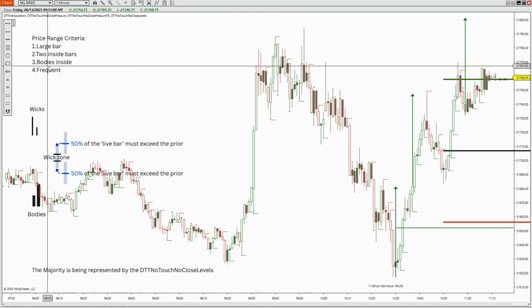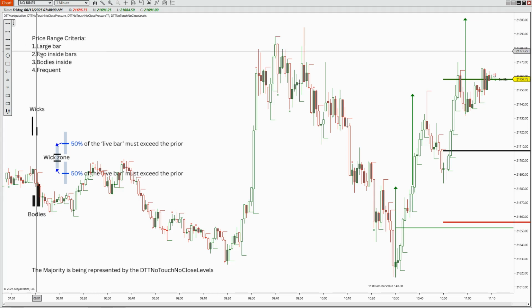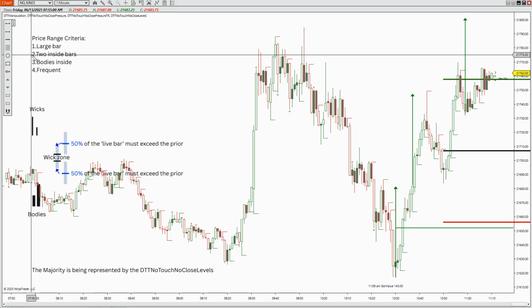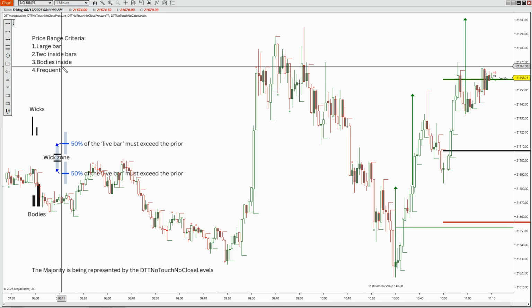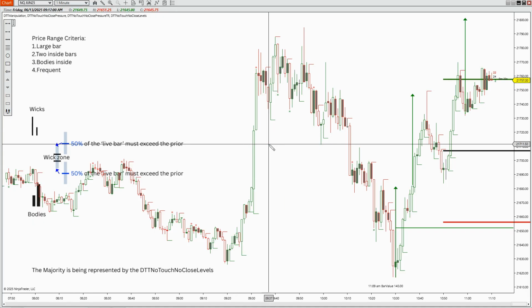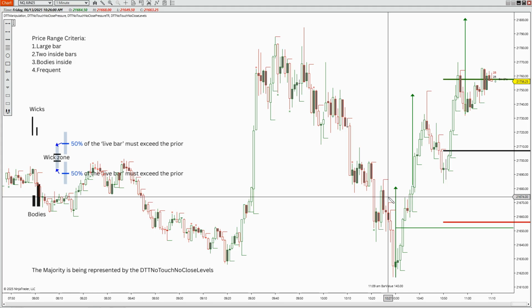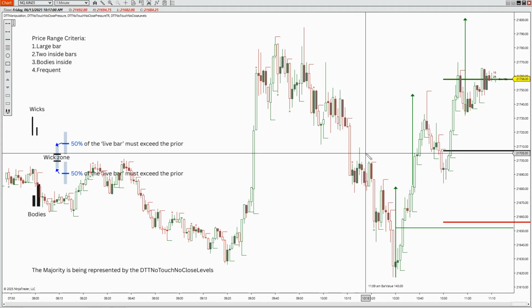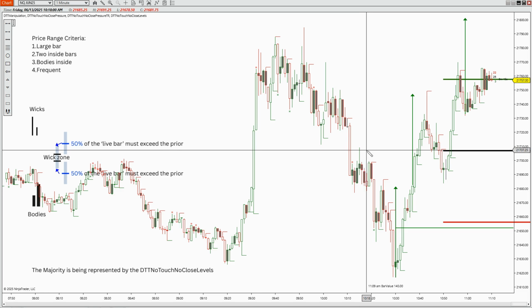So that's pretty much what I want you to begin to consider. It's the large bar, then at least two inside bars, and their bodies are inside, and it's happening a lot. Wherever you're seeing this gray color, that's an inside bar. You just need to see two of them, and that becomes a range, so it can become a problem for you.